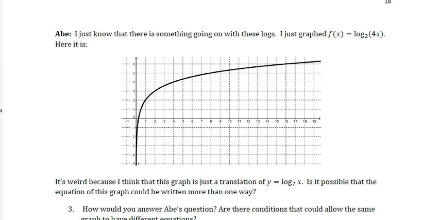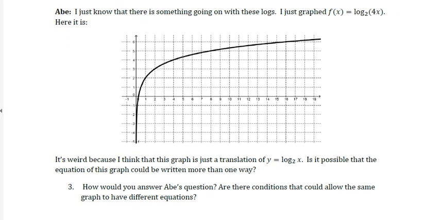Here is log base 2 of 4x. Let's get a couple important points here. There, and there. So we've got a point at 1, 2, and then 2, 3, and 4, 4. So we know that the asymptote's the same, but it kind of looks like it's been maybe shifted up a little bit. Let's experiment with that a little bit.